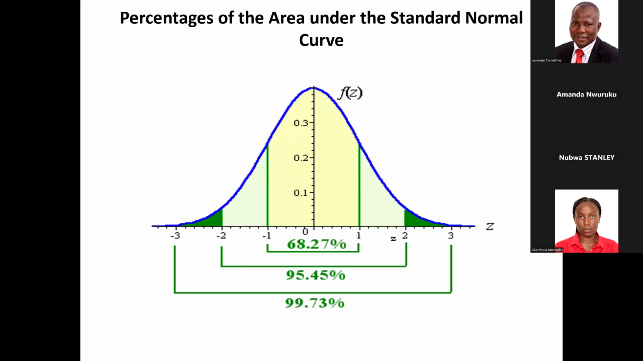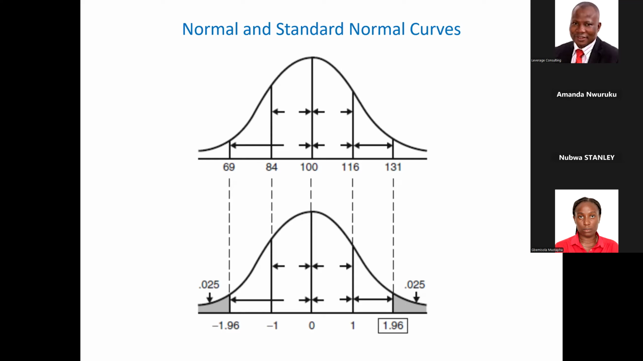So what this is telling us is that in this graph now, 68% of the people have value between 84 and 116. If I ask you what is the probability that somebody has blood pressure between 84 and 116, you can say 68%, because that is the area under that graph. If I say between 69 and 131, what is the percentage?